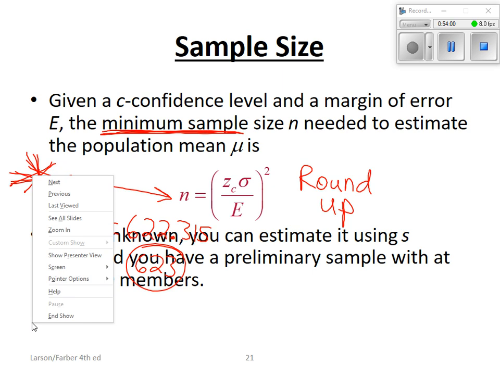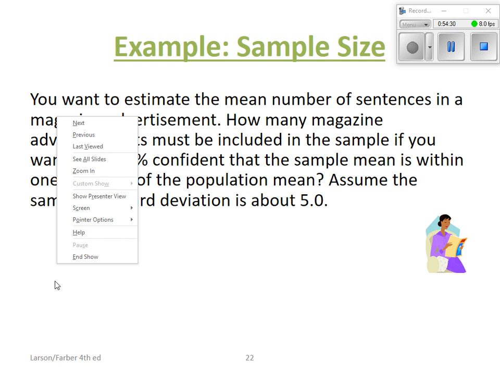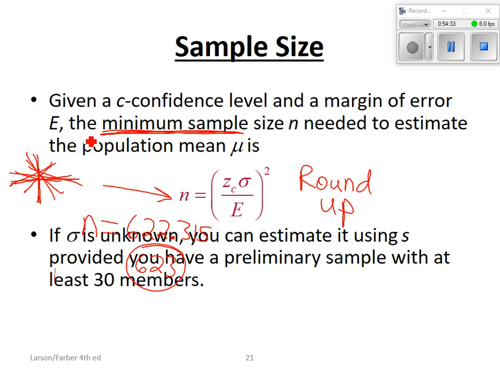Again, use S if we don't know sigma. Just doing this one example here. You want to estimate the mean number of sentences in a magazine advertisement. How many magazine advertisements must be included in a sample if you want to be 95% confident that the sample mean is within one sentence of the population mean, assuming your sample standard deviation is about 5.0? So if we go back to that formula, we want n equals our critical value times sigma divided by E, squared. I'm gonna write that down out here so I don't have to try to remember it.